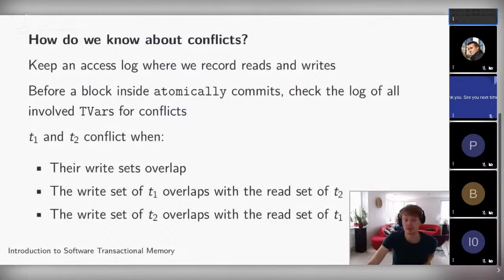And two transactions conflict when their write sets overlap, so they write to the same transactional variables, or when one of the transactions' write sets overlaps with something that the other transaction is reading from. That also is a conflict, and it means that you can proceed with all the writing business, but you need to retry the read, and the runtime takes care of that.